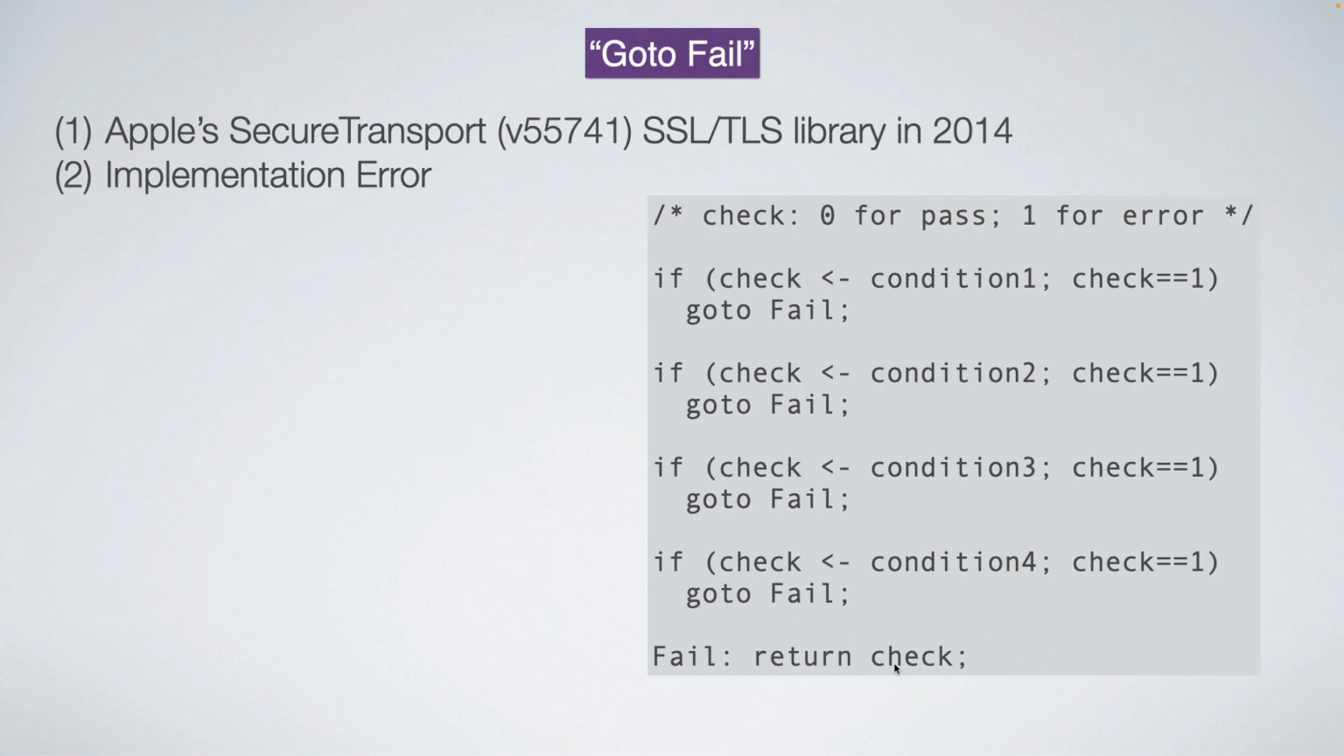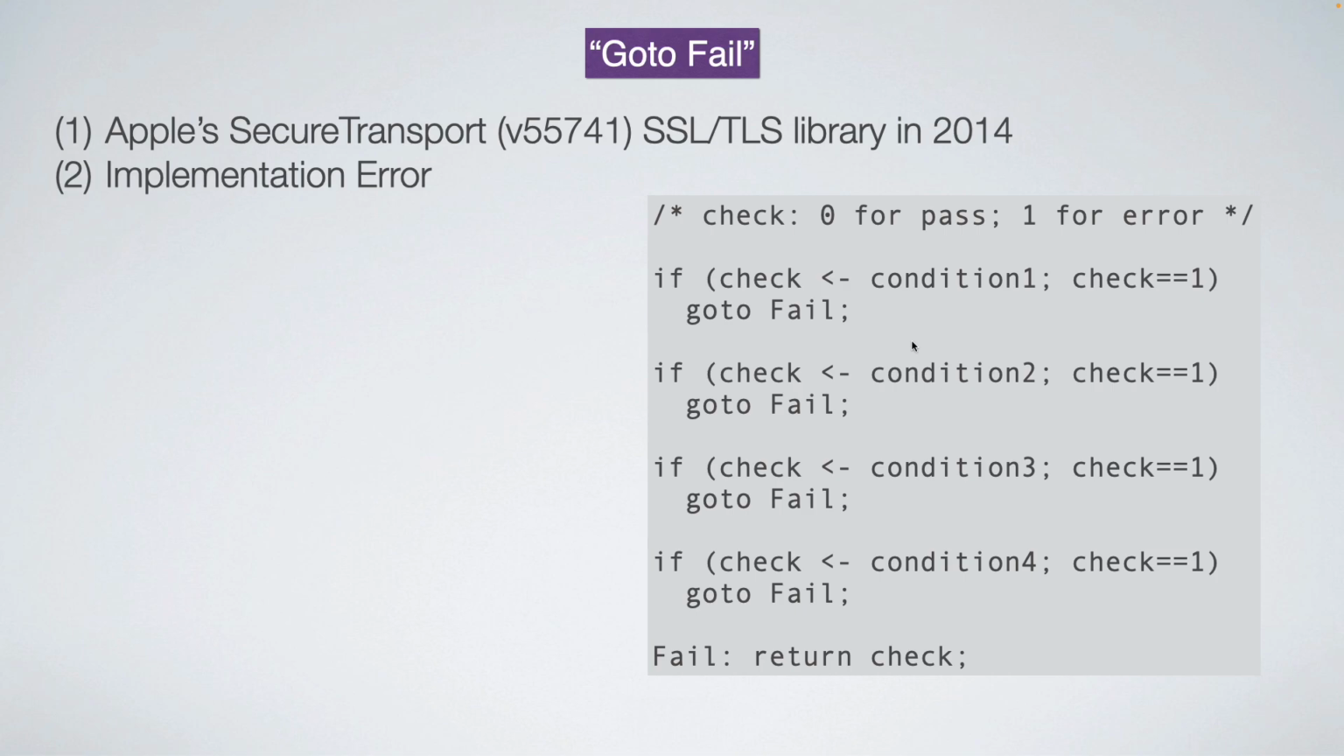If I return a 0, then that means you passed all the tests. And if I return a 1, that means you didn't pass at least one of the tests. All right, so there'll be some condition, and I'll check it, and I'll write whether it passed or not into the check variable, and that's it. Then I'll check condition 2, and I'll write it in. I'll check condition 3, check condition 4.